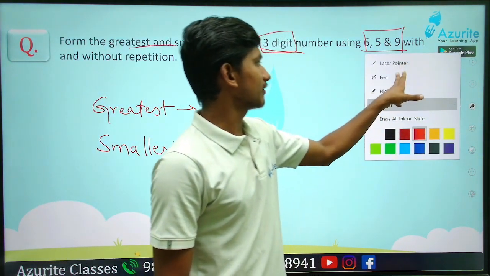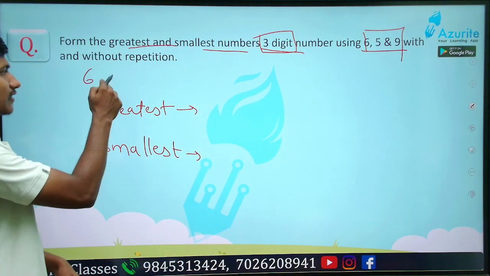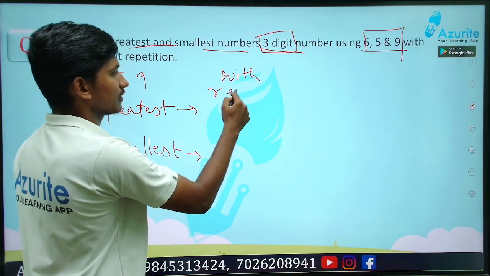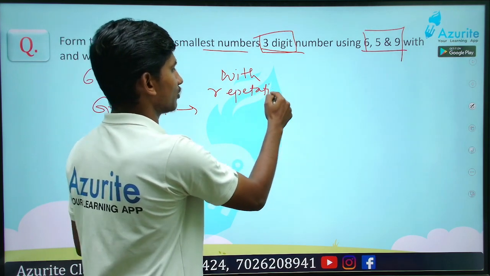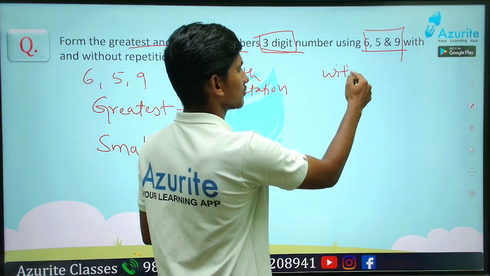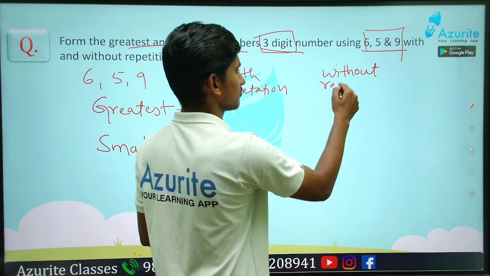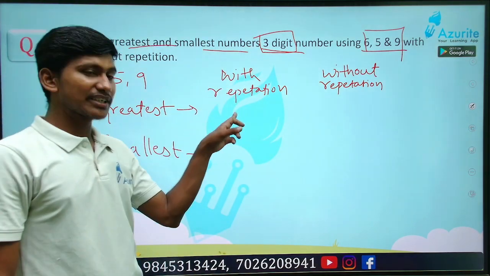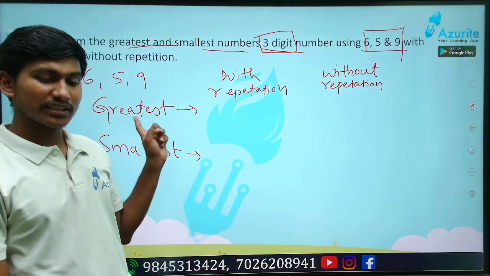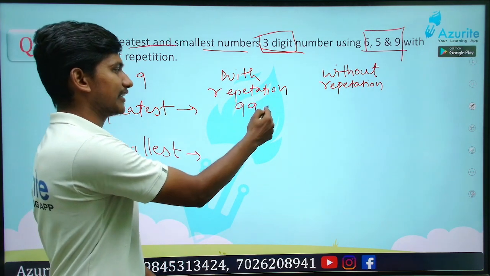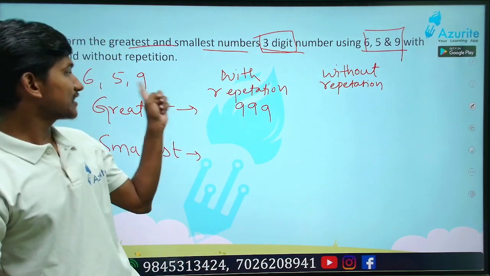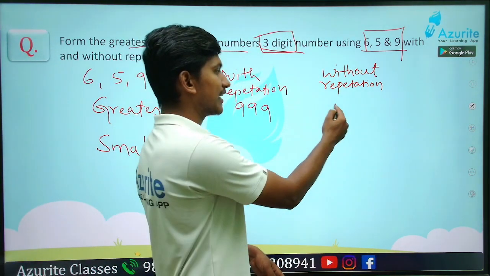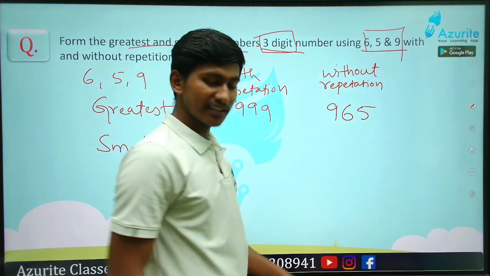So digits are 6, 5 and 9. With repetition, and then without repetition. Here the greatest with repetition will be the bigger one, greater is bigger, so 999, and without repetition it will be 965. First we have to write the bigger one, 9 and then 6 then 5, 965.